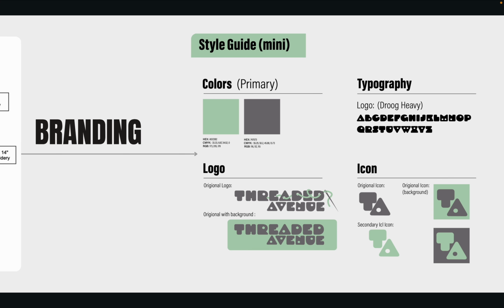Then from there, I kind of wanted to make a name for my brand, so I decided to overall call my brand Threaded Avenue. I thought it went really well with my overall concept. And then from there, I decided to create a little style guide of just some different logo ideas, icons, different colors, and typography that I used in my logo.